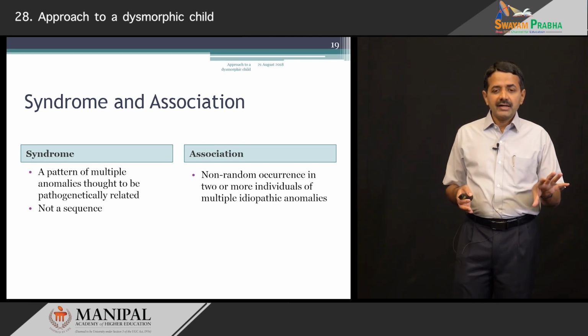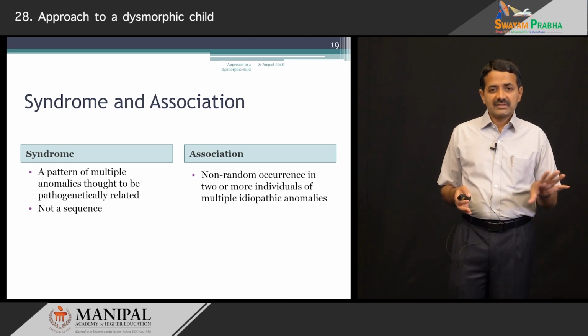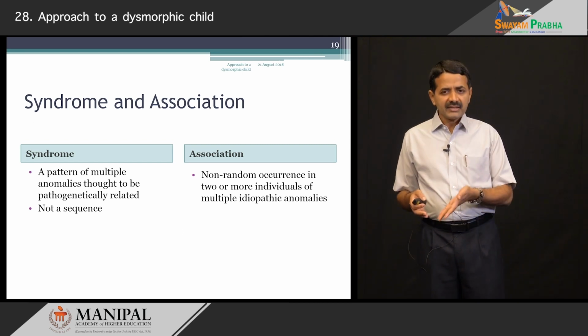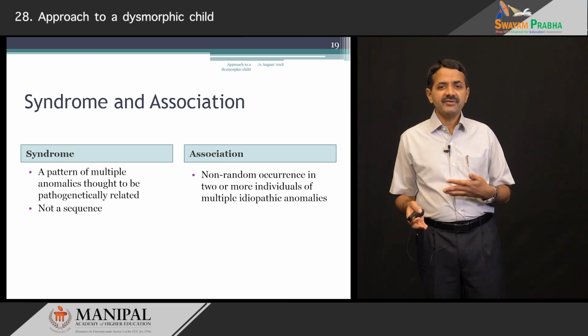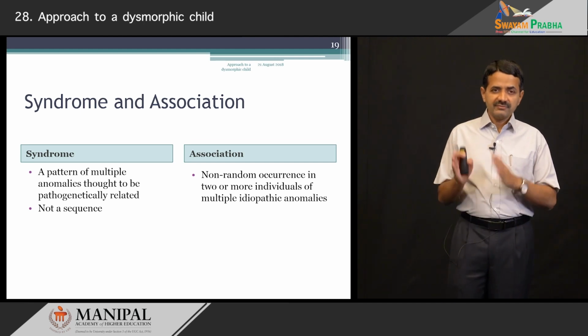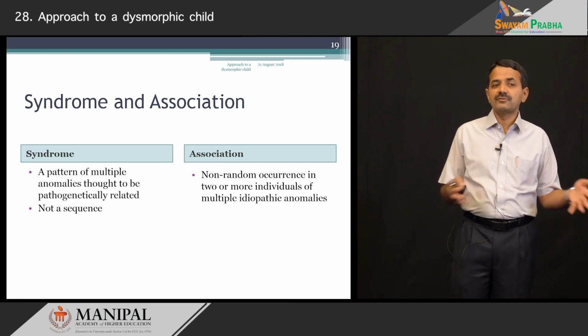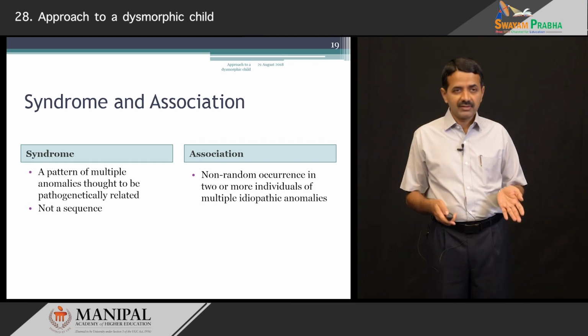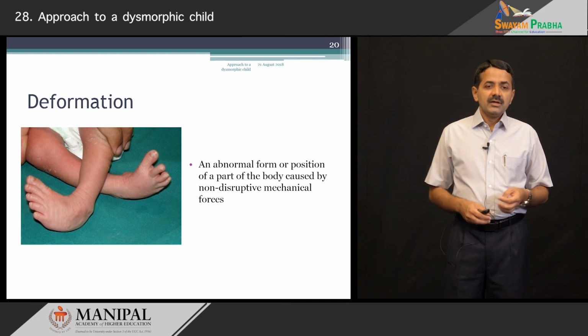Once we had an acronym like CHARGE syndrome, choanal atresia, heart defects and so on. Now, we have identified the genetic cause and the gene, and now we call it a syndrome. So, once we know the cause, it becomes a syndrome. If you do not know the cause, but it is a recurrent pattern of anomalies, we call it association.